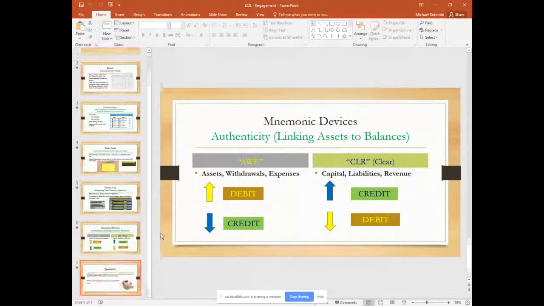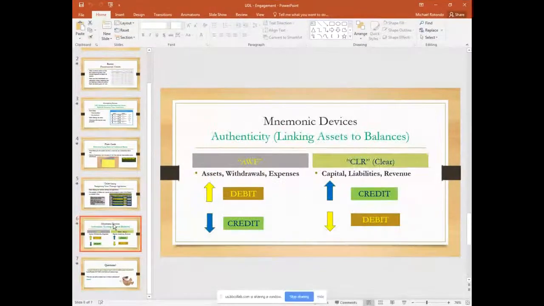Additionally, mnemonic devices can be used for increases in accounts. So what accounts are increased by debits? Assets, withdrawals, and expenses, or AWE or AW. Mnemonic devices can also be helpful to remember concepts. What accounts are increased by credit? Capital, liabilities, and revenue, or CLR or CLEAR. Another way to help them connect these concepts.